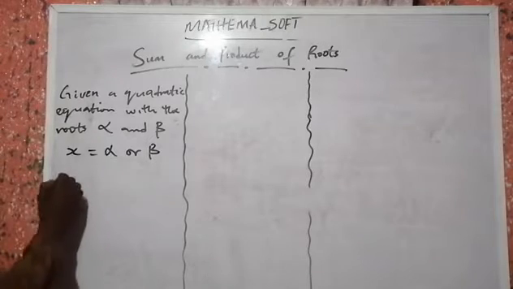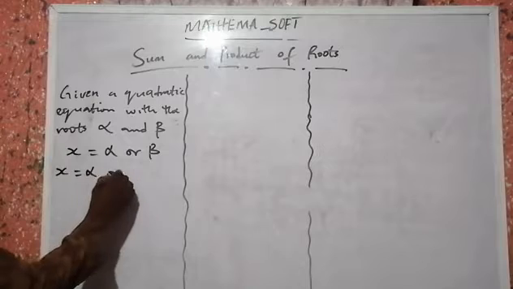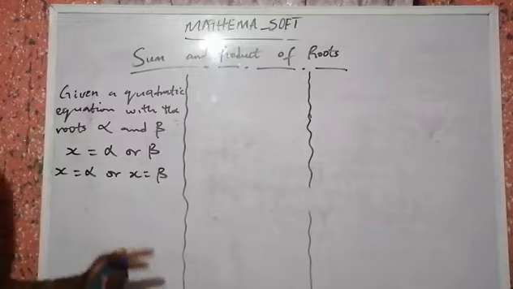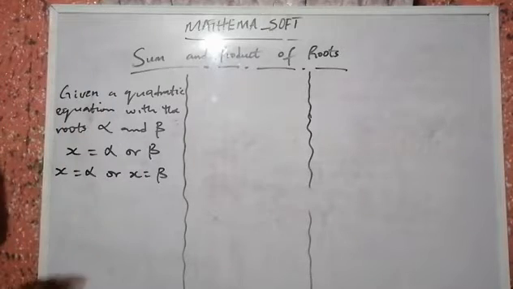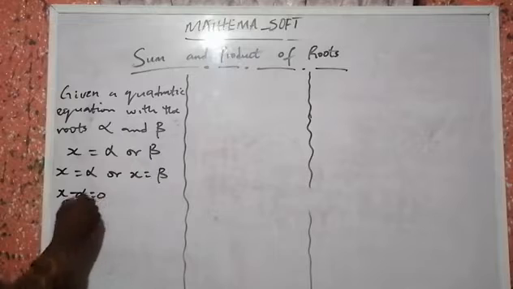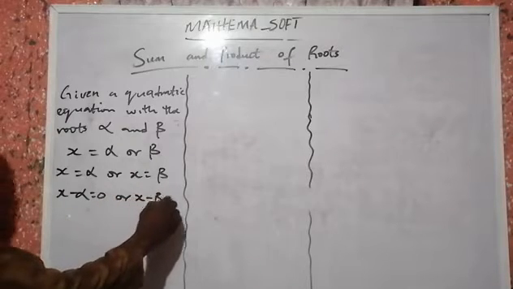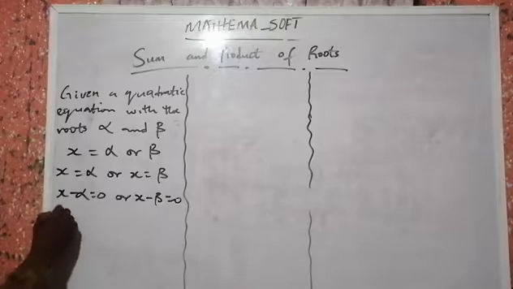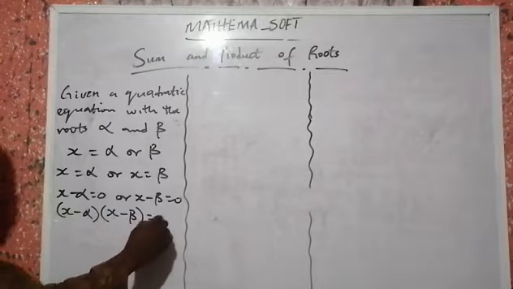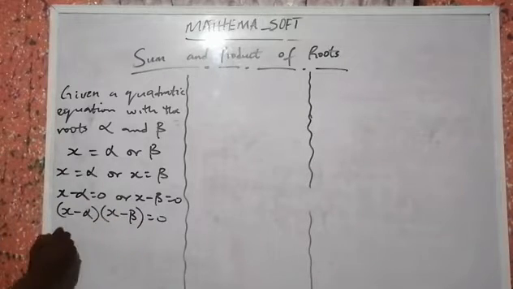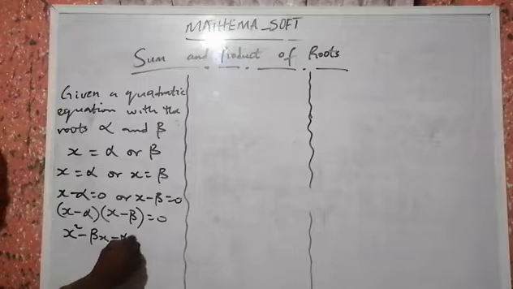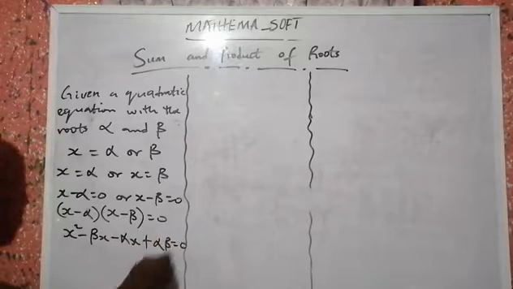And then we can begin to work it out: x equals alpha or x equals what? Beta. Okay, we are coming from the bottom of the factorization method down to the start. We are doing the reverse of factorization. So we have x minus alpha equals 0 or x minus beta equals 0. And I can group them together: (x minus alpha)(x minus beta) equals 0. And then I can expand by saying x squared minus beta x minus alpha x plus alpha beta equals 0.